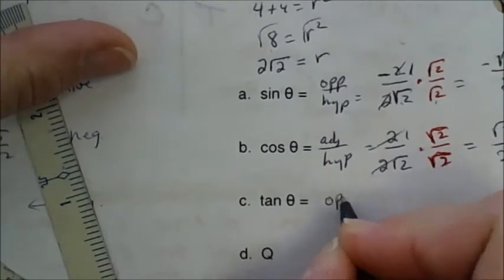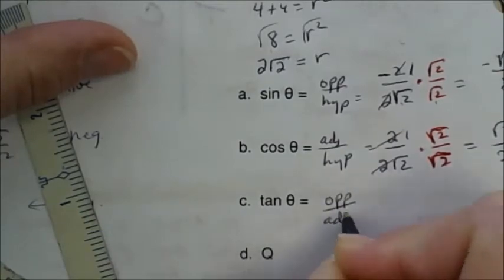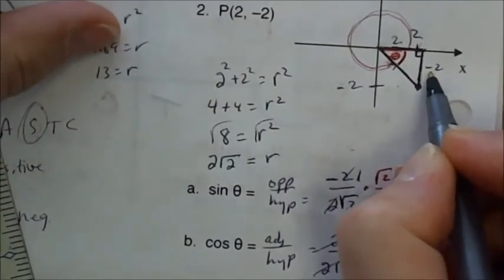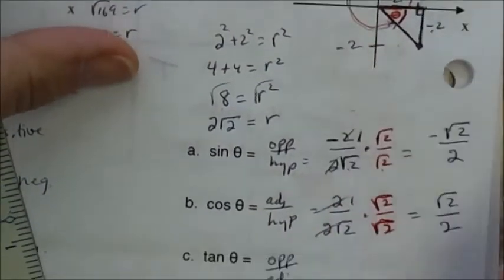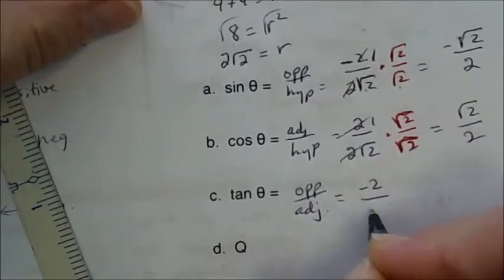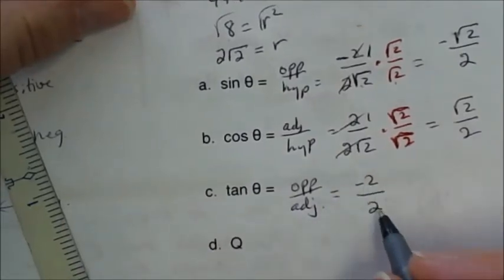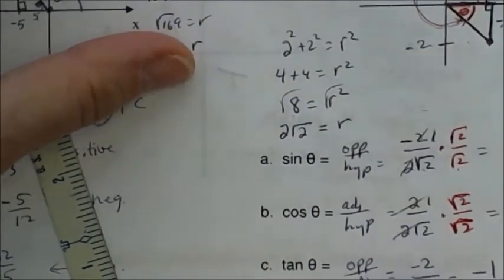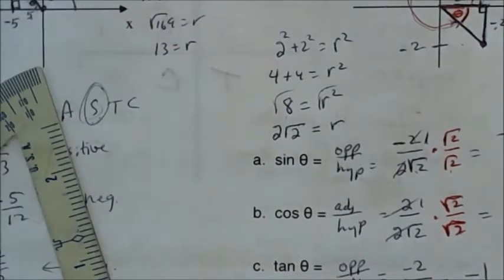Now the tangent. The tangent is opposite over adjacent. Well, from this angle, the opposite is negative 2. The adjacent is positive 2. So opposite, negative 2, adjacent, positive 2. Well, negative 2 over positive 2 reduces down to negative 1. And what quadrant did we end up in? We ended up in quadrant 4.